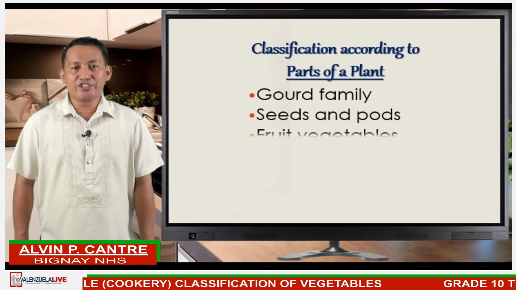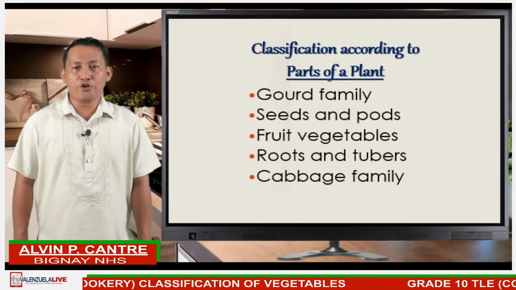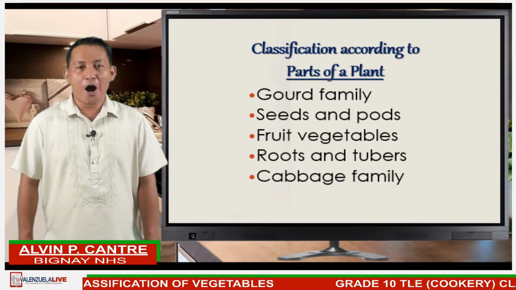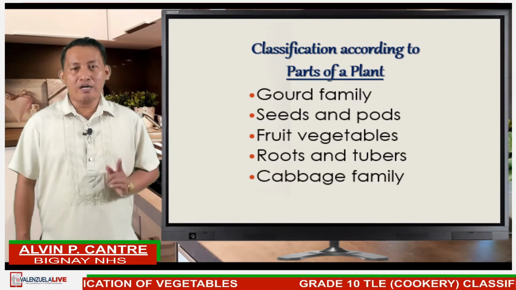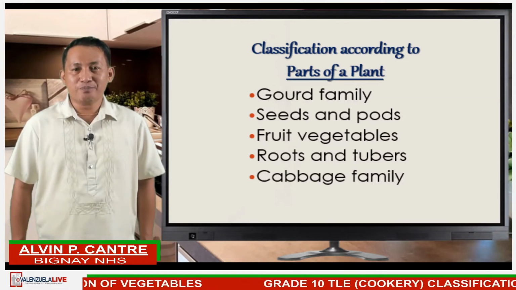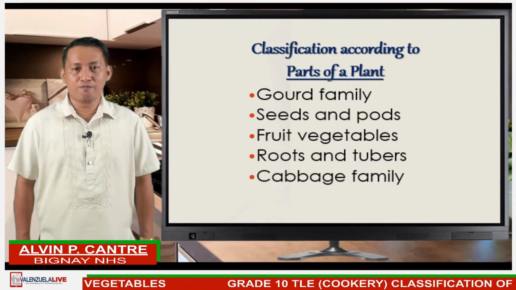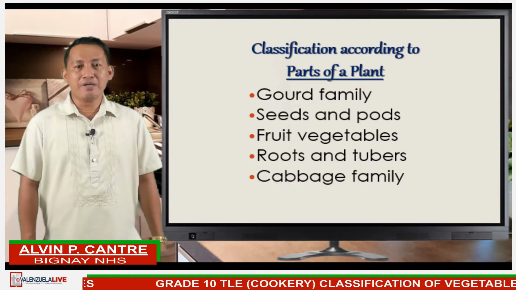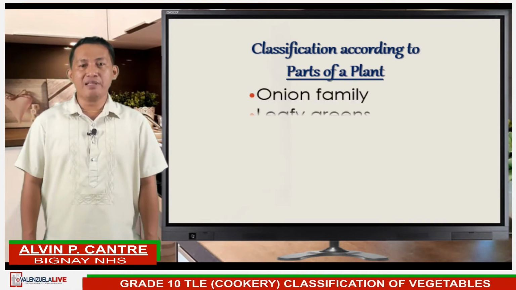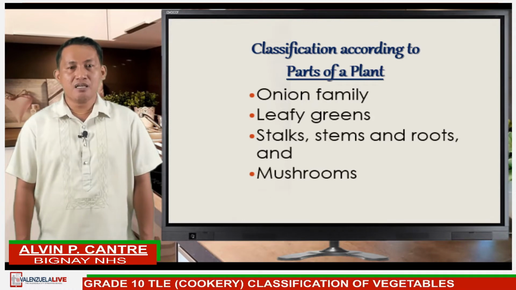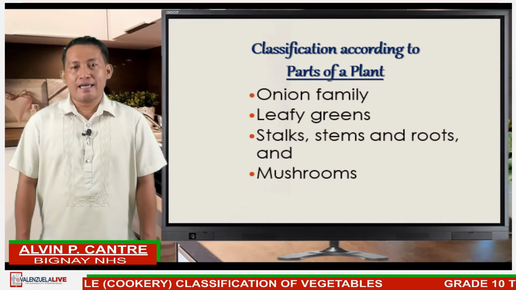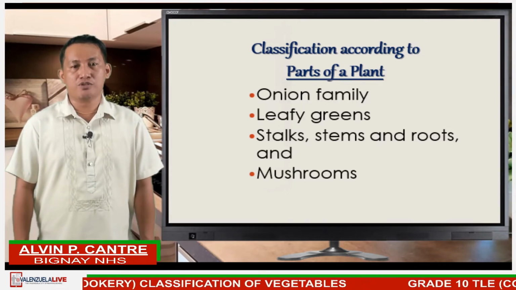Let's start with the first classification, which is according to parts of plant. Under here are the following. 1. Gourd family, seeds and pods, fruit vegetables, roots and tubers, cabbage family, onion family, leafy greens, stalks and stems, and then roots, and then lastly are mushrooms.